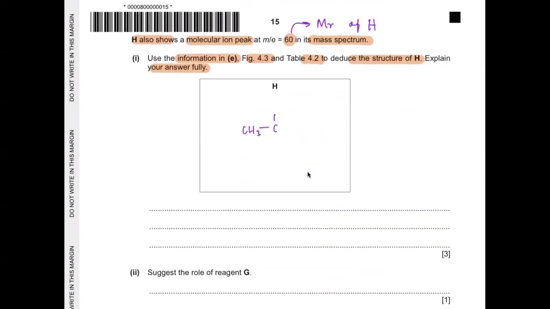So first draw the structure, CH3COOH. Go for its Mr. It has 2 carbons, so 2 times 12, 24. It has 2 oxygens, so 2 times 16, 32. It has 4 hydrogens, so 4 times 1, 4. If you add them, 24 plus 32 is 56, plus 4, 60. So the Mr is going to be the same, and we have identified the identity.